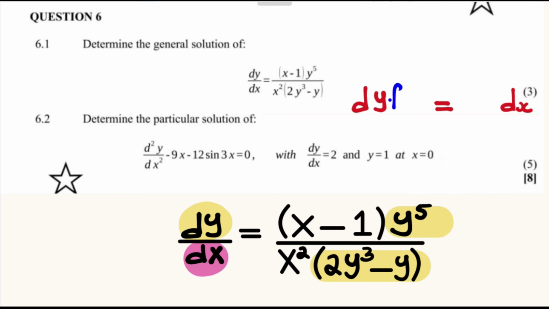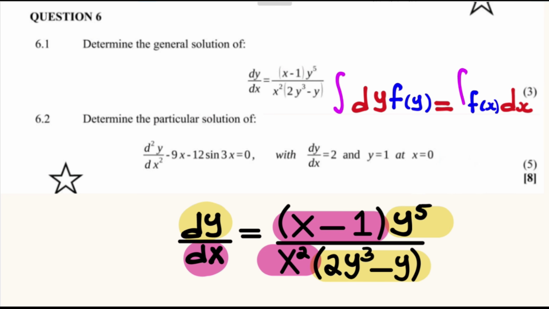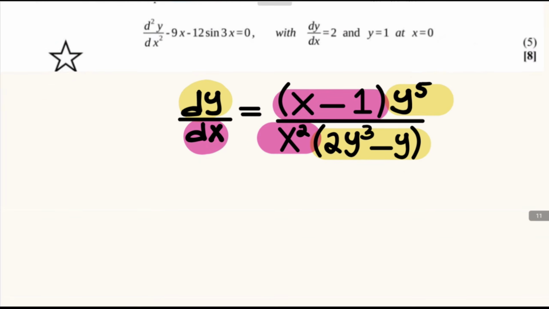So on the left hand side we'll have the dy with all the functions of y, and the functions of x, the x minus 1 and the x squared, will remain on the right hand side. So on the right hand side we have all the functions of x with the dx. Later we will introduce the integral on both sides of the equation, and on the left hand side we will integrate with respect to y, and on the right hand side we integrate with respect to x.